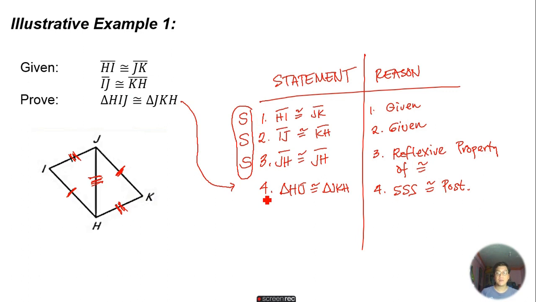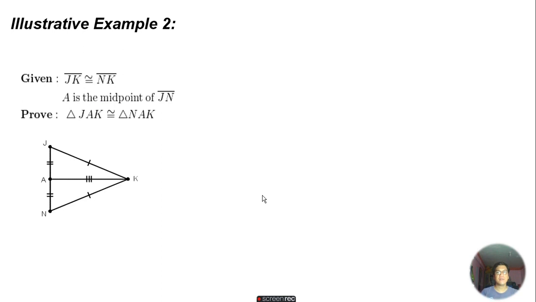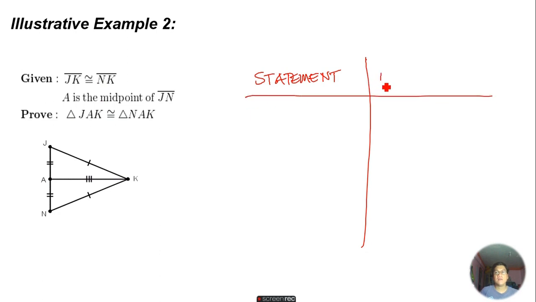Now, let's proceed with more examples. Example number 2. Given: side JK is congruent to side NK, and A is the midpoint of JN. Prove that triangle JAK is congruent to triangle NAK. Again, we first draw the table with the statements and the reasons. Number 1, first step, write all of the givens. JK is congruent to NK. What is our reason? Given.